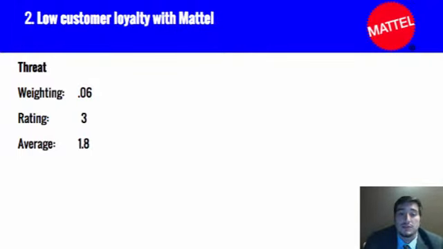2, low customer loyalty with Mattel. We saw this as a threat because people don't view Mattel the same way that they used to. We weighted 0.06, rated it 3, and averaged out to 1.8. Customers don't see Barbie and Hot Wheels or the American Girl dolls the same way. They see it as almost their mom's toy, or their dad's toy. So they don't really associate with it. They don't really have any brand loyalty towards it, which really is something we could and should fix.